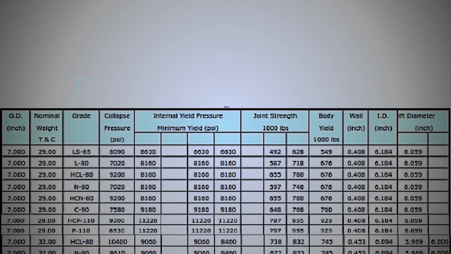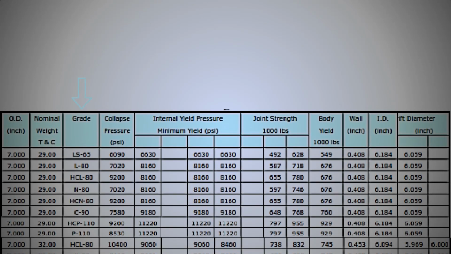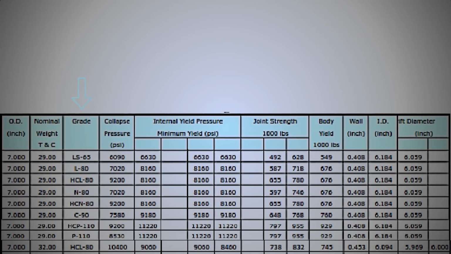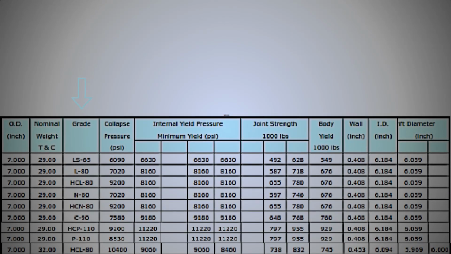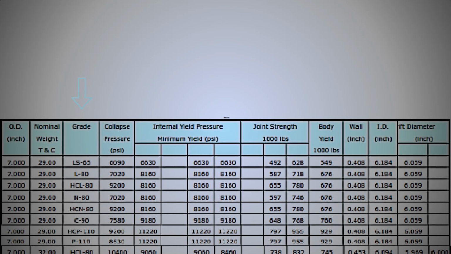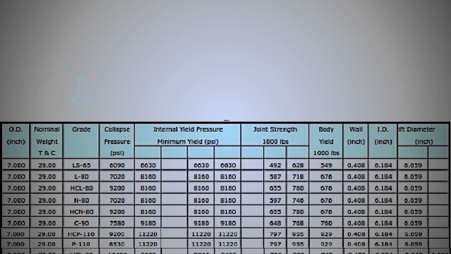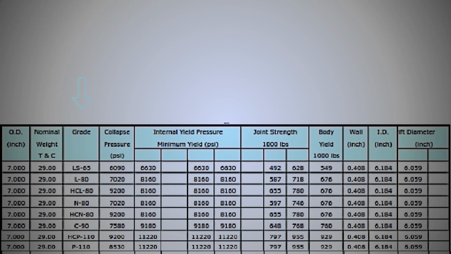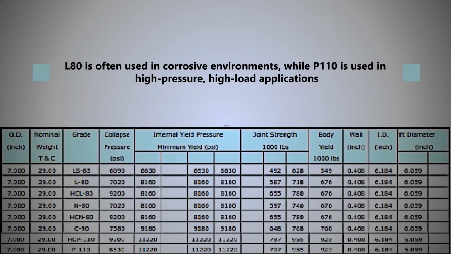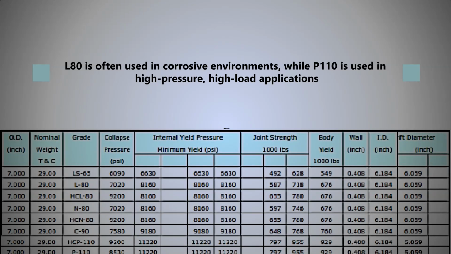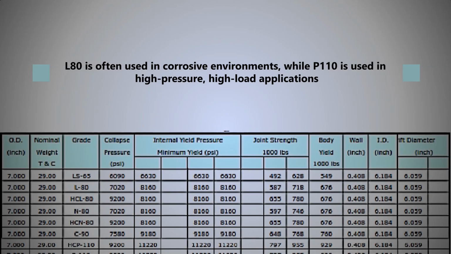Steel grade is another critical specification. API grades such as J55, K55, N80, L80, and P110 represent increasing strength levels and different service conditions. For example, L80 is often used in corrosive environments, while P110 is used in high-pressure, high-load applications.